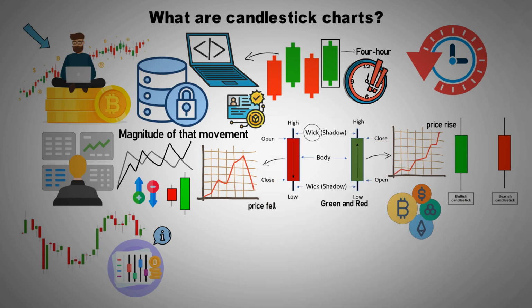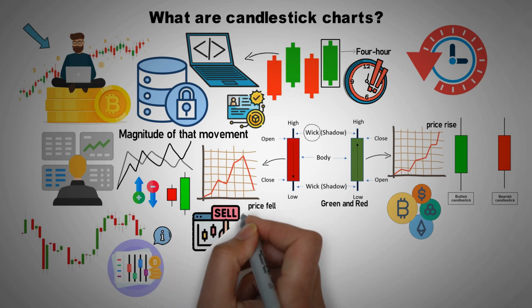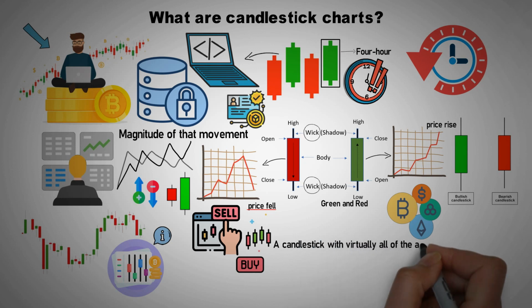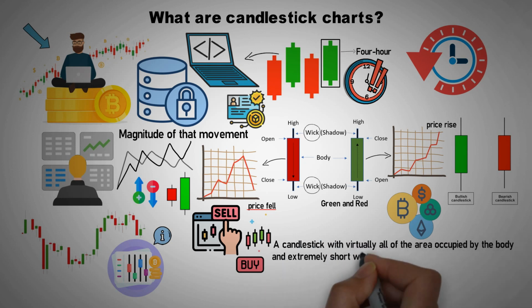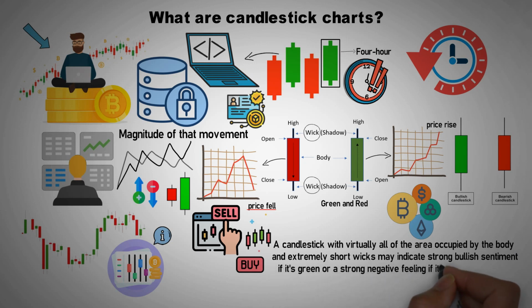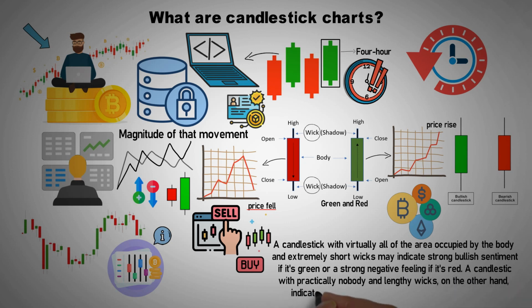A lengthy wick at the top of a candle's body, for example, might indicate that traders are taking gains and that a sell-off is imminent. A lengthy wick at the bottom, on the other hand, may indicate that traders are purchasing the asset whenever the price falls. Similarly, a candlestick with virtually all of the area occupied by the body and extremely short wicks may indicate strong bullish sentiment if it's green or a strong negative feeling if it's red. A candlestick with practically no body and lengthy wicks, on the other hand, indicates that neither buyers nor sellers are in control.